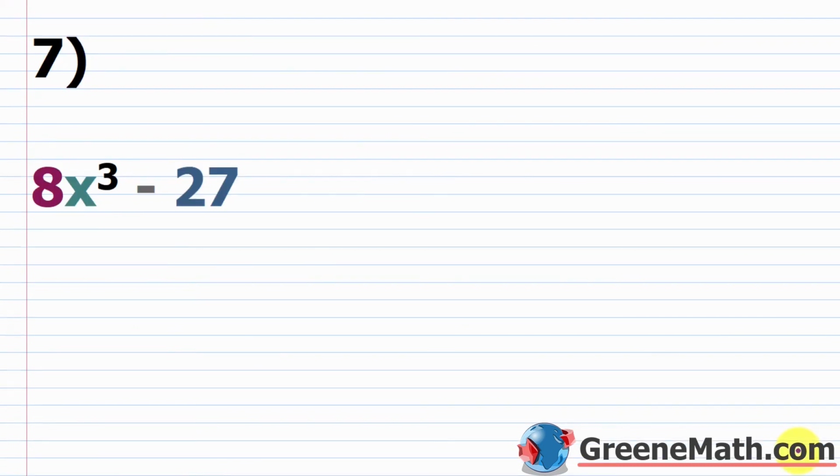All right, let's take a look at problem number 7 now. So we have 8x cubed minus 27. So this problem and the next problem, we'll see the difference of cubes here, and then in the next problem, we'll see the sum of cubes. But the formula for this is quite simple to remember. So I always remember same, different, plus, or positive if you want to think about it that way.